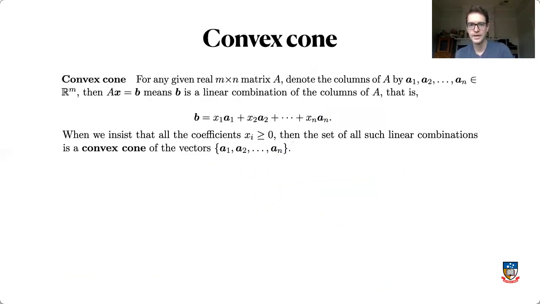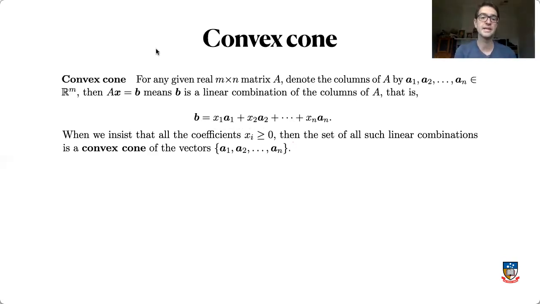A convex cone is defined for any rectangular matrix. If I call the columns of that matrix a series of vectors, A1, A2 through to AN, then if AX equals B, that means that B is a linear combination of the columns of A. This expression for B is a fancy way of writing AX equals B. For some values X1, X2, up to Xn, if I can find those X1 through Xn, then I can write B as a linear combination of the columns of my matrix A.